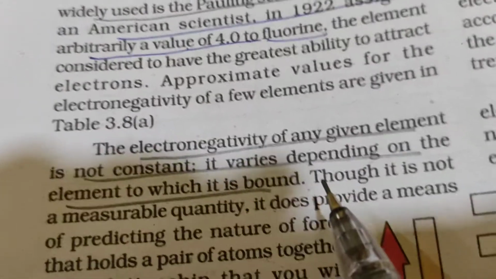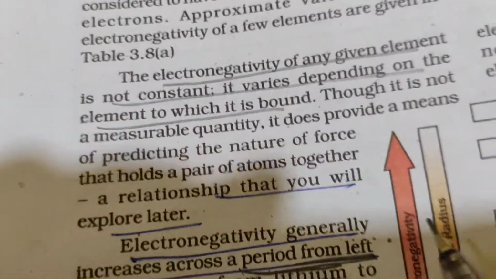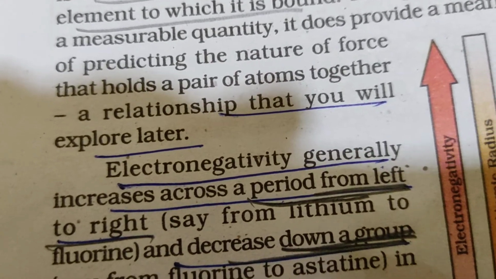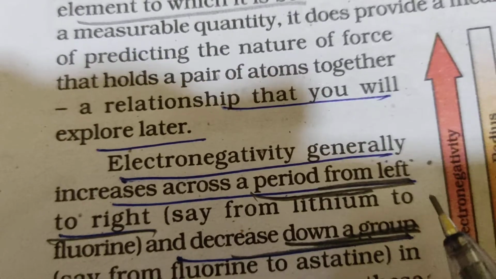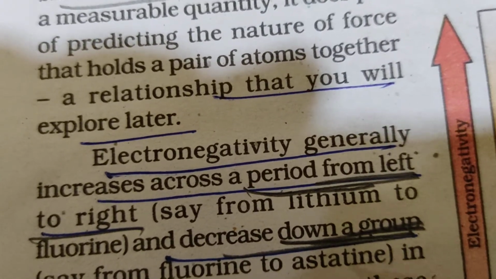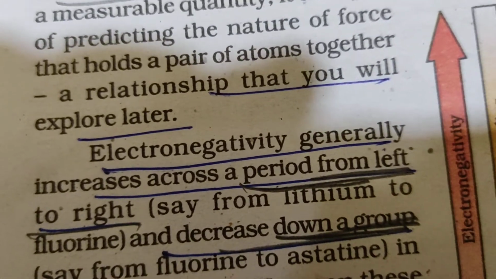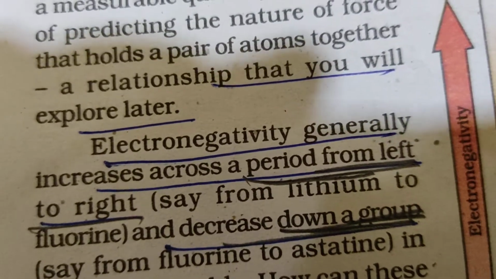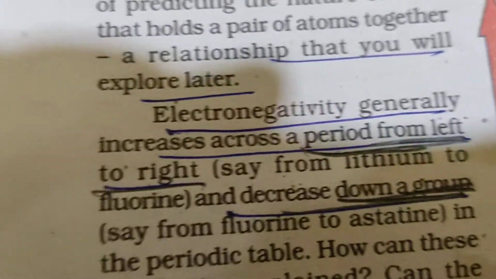Then the next thing is, what are the variations of electronegativity? That is, the periodic variations of electronegativity. In a period, the electronegativity increases on moving across a period from left to right because there is a decrease in the atomic size as we move from left to right and an increase in effective nuclear charge, as a result of which the attraction between the outer electrons and the nucleus increases in a period, and so electronegativity increases.